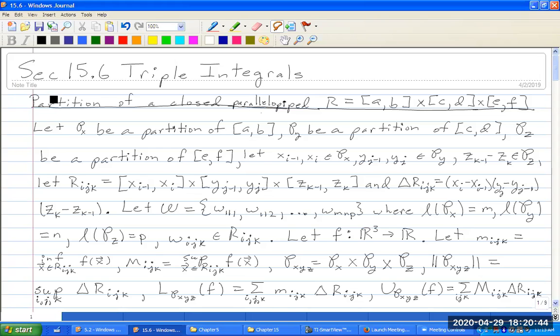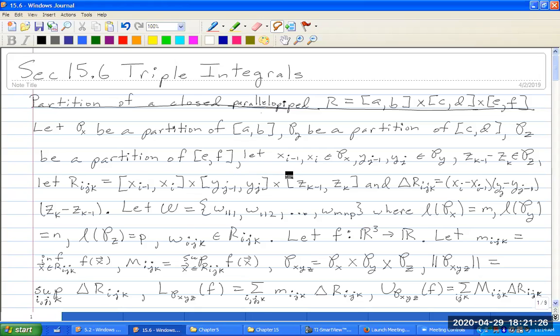So first, partition of a closed parallelepiped, let's say R, which is the Cartesian product of the closed interval from A to B, Cartesian product with the closed interval from C to D, Cartesian product with the closed interval from E to F. Let P sub x be a partition of the closed interval AB, P sub y be a partition of the closed interval C to D, P sub z be a partition of the closed interval E to F.